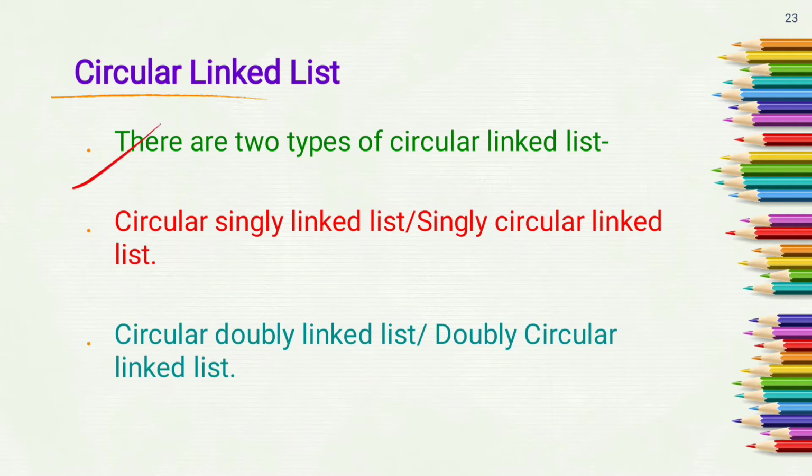There are two types of circular linked list. First is circular singly linked list, which is also called singly circular linked list, and second is circular doubly linked list, which is also called doubly circular linked list.